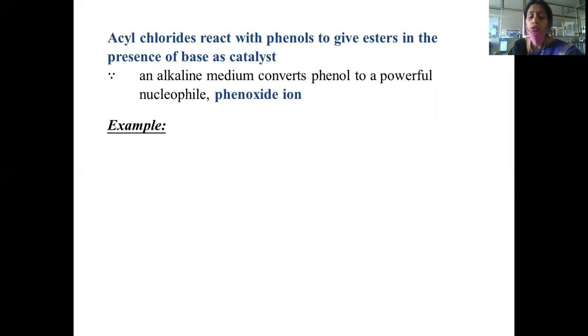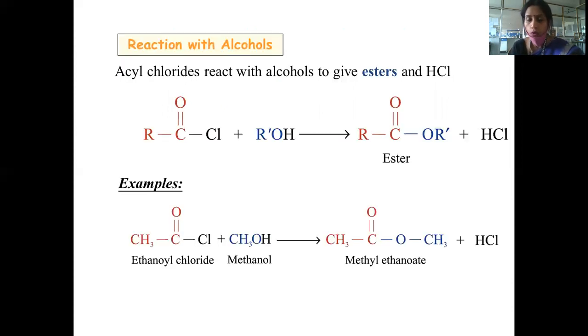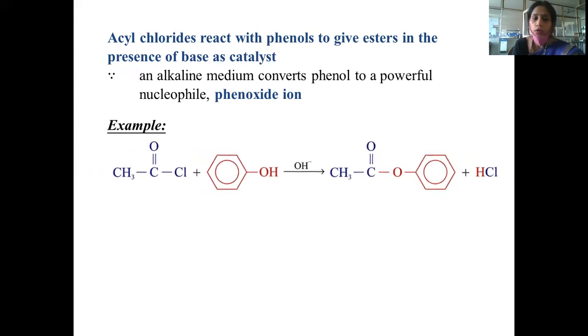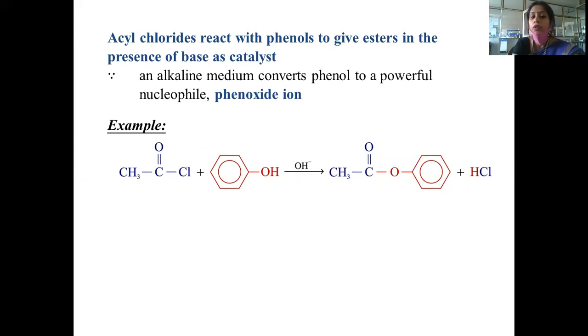Then they also react with phenols to give esters. Similar to alcohol, phenol also reacts with acid chloride, but this reaction requires the presence of a base as the catalyst. Why? Because phenol is more stable, so it is not very reactive. To convert it into a more reactive form, that is the phenoxide ion, we need a catalyst, which is the base. It will convert the phenol to phenoxide ion, which will then react with the acid chloride to give the respective ester.